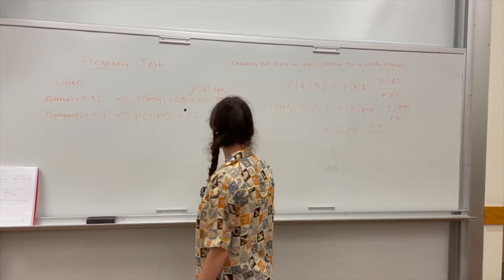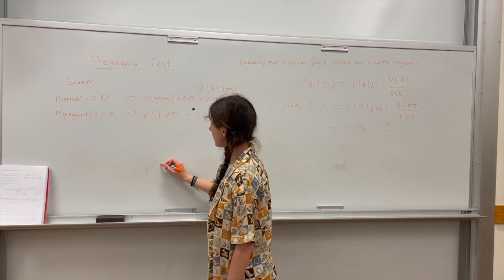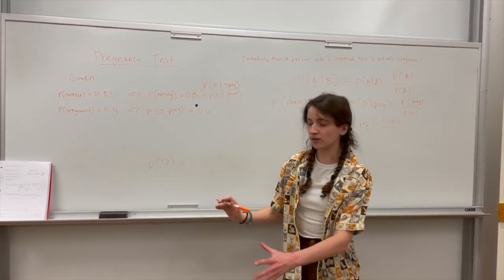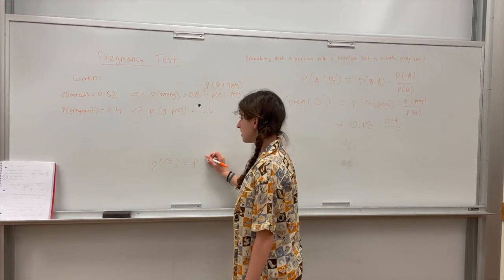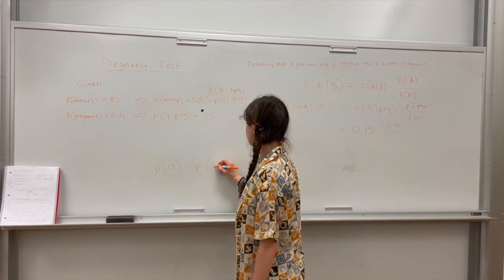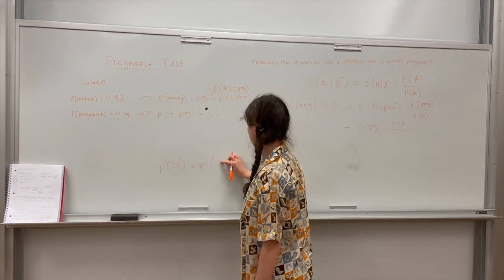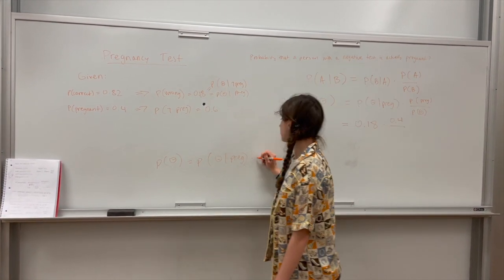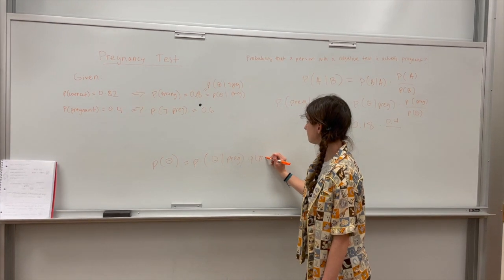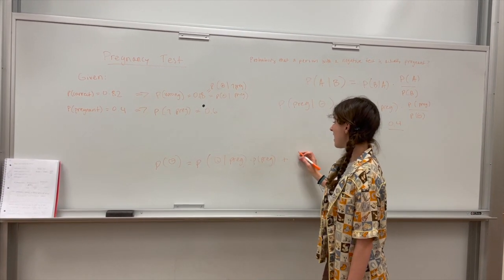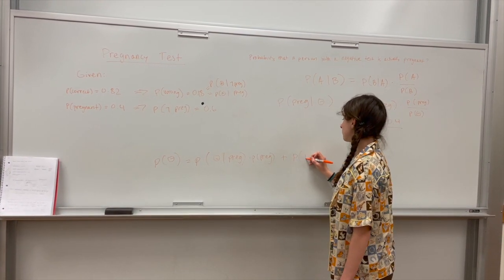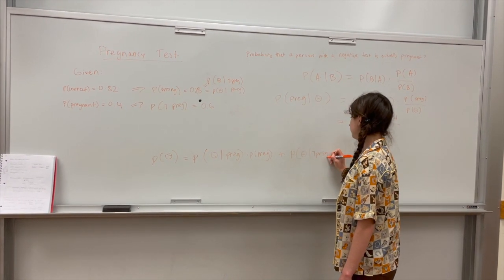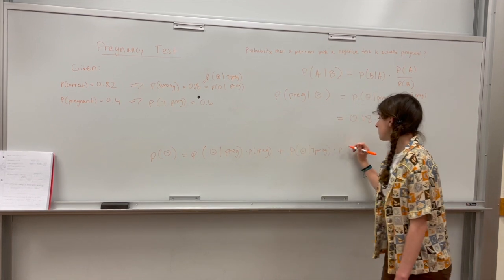So basically to find the probability that the test is negative, it's kind of a long expression. You do the probability that the test is negative given they're pregnant, times the probability that they're pregnant. Then you add the probability that it's negative given they're not pregnant, times the probability that they're not pregnant.